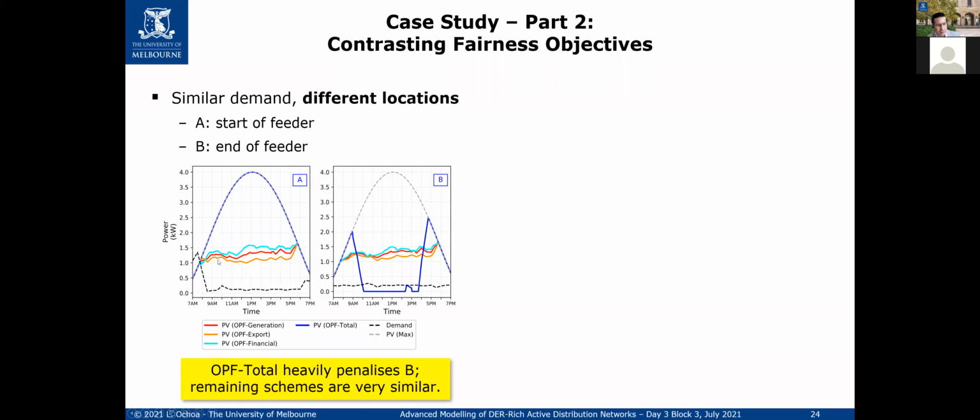In the OPF financial, we have almost similar values to the OPF generation, and the OPF export as well has similar values. So there are ways of finding some sort of fairness. And by fairness, what we mean is that everyone is treated equally. Of course, in this case, both have the same size of photovoltaic inverter and similar demand as well, right? So they're pretty much similar houses. Why would they have to be so different just because of their location? So that's what we're trying to highlight here.